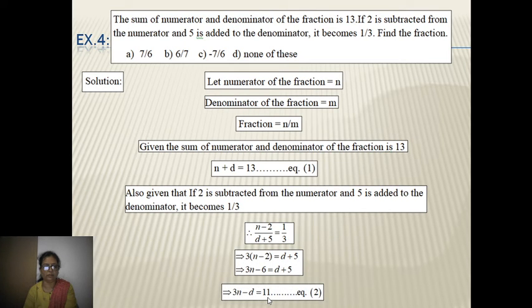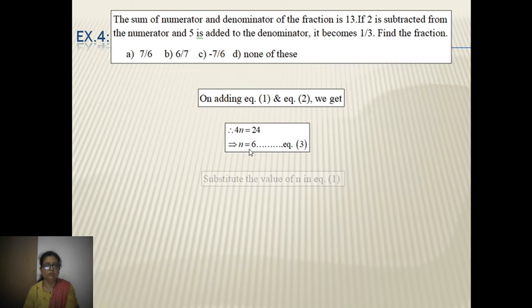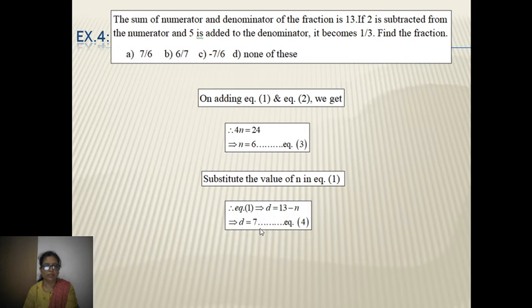Now, cross multiplication. Simplify the terms. We get the second equation. Now we solve equations number 1 and 2 by adding. Then we get 4n equal to 24. Therefore n equal to 6. Now we find the value of d by substituting this value of n in equation 1, and d equal to 7. Therefore, the fraction is 6 by 7. Therefore, our answer is B, 6 by 7.